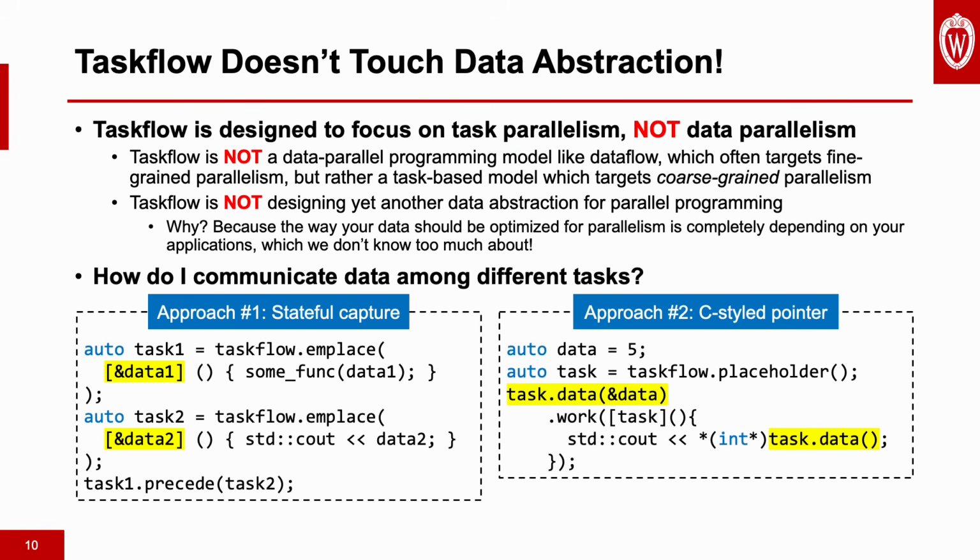A key aspect of Taskflow is we do not touch data abstraction. This is a very important decision that we have made during the early stage design of Taskflow. Taskflow is designed to focus on task parallelism rather than data parallelism. Specifically, Taskflow is not a data parallel programming model like Dataflow, which often targets fine-grained parallelism, but rather a task-based model which targets coarse-grained parallelism.